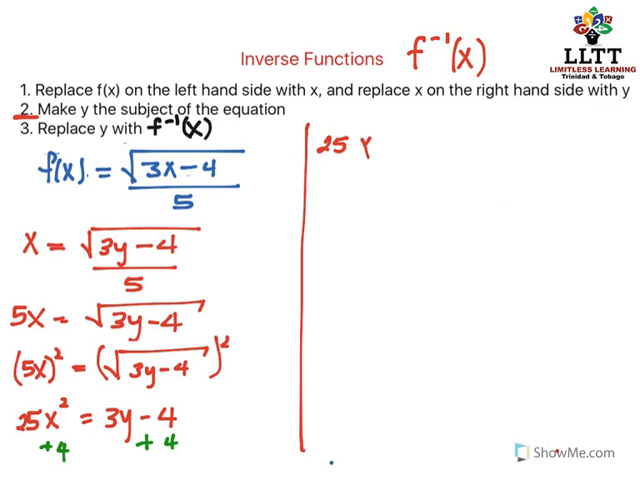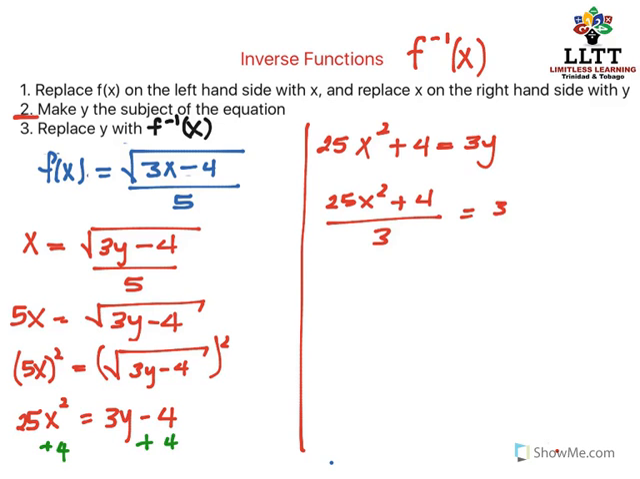So when I add 4 to both sides, I get 25x squared plus 4 is equal to 3y minus 4 plus 4 is 0. So 3y plus 0 is simply 3y. And I want y by itself. Right now I have 3 times y, so I need to divide both sides by 3.